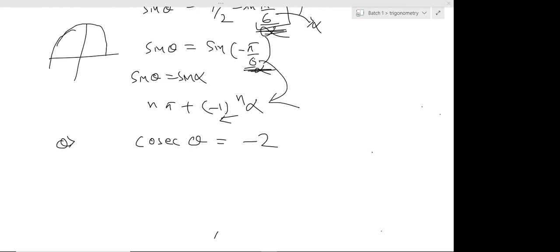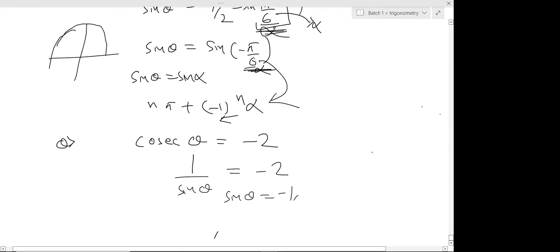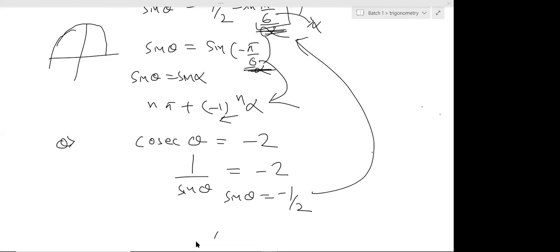This one is the same as above, right? We can change it into sine. So 1 upon sine theta is equal to -2. So sine theta is equal to minus half, and this is the same question. All right. Arsalan, Shavya, Abdul. All right, next question.